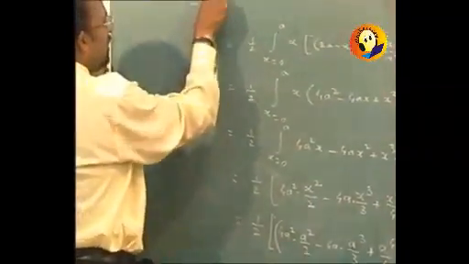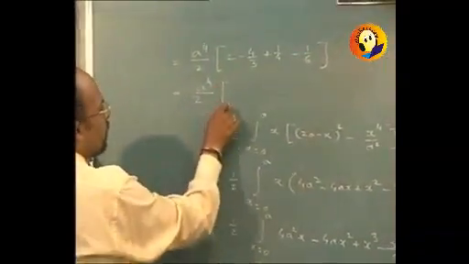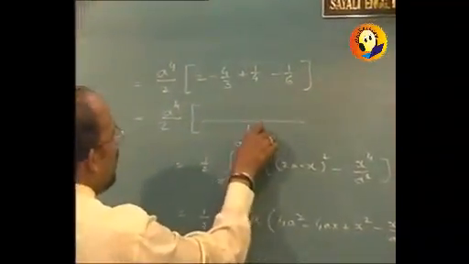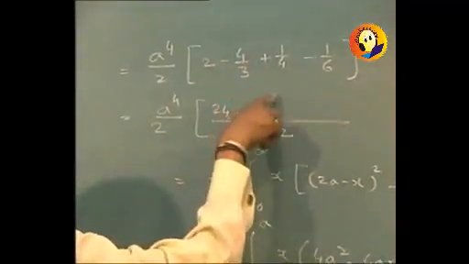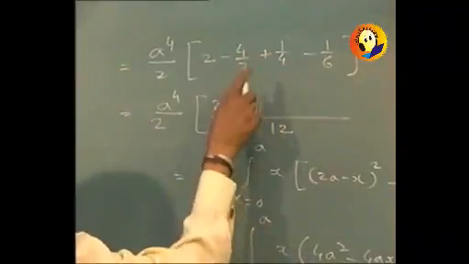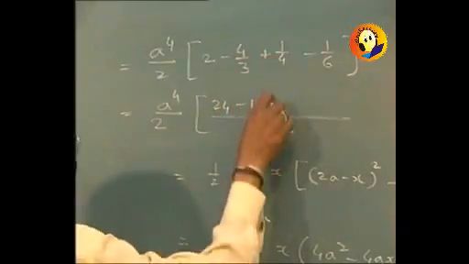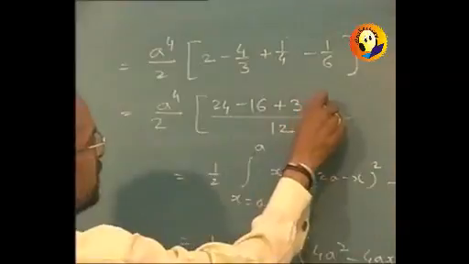It will be a raised to 4 by 2 something upon 12. Here you will have to multiply by 12, it is 24. Then this will be 4 into 4 minus 16. This will be plus 3 and this is minus 2.